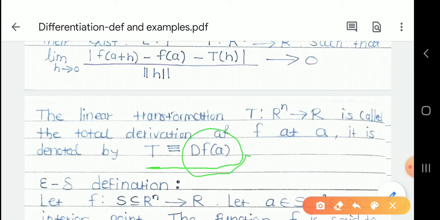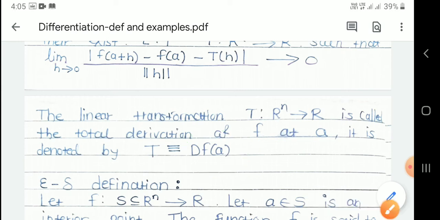That means the linear transformation T is the derivative of that function. So the linear transformation is equivalent to derivative of f of A. This is the definition of total derivative.